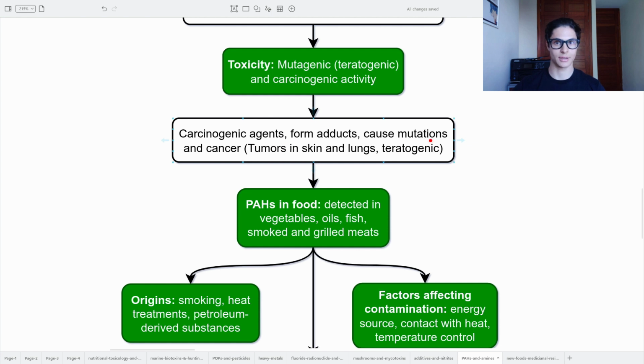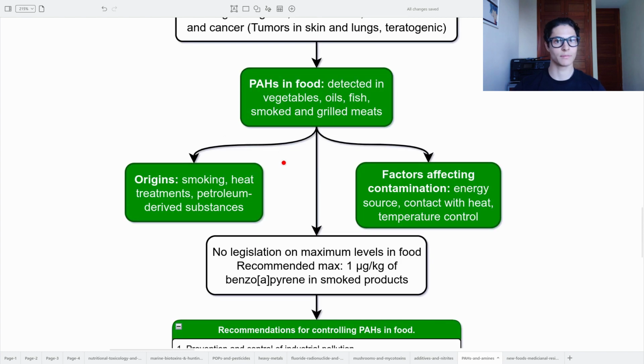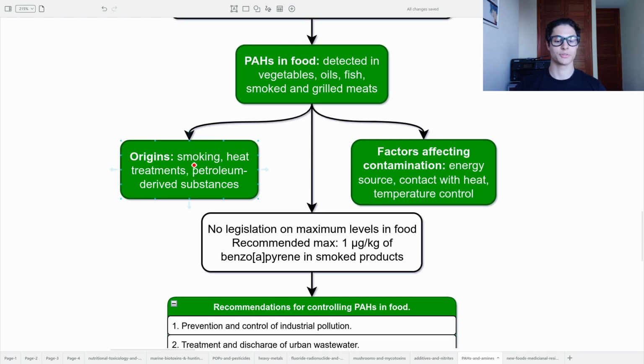The polycyclic aromatic hydrocarbons in food, they are detected in vegetables, in oils, in fish, and especially in smoked and grilled meats. They are the ones with the most quantities. The origins: smoking, heat treatments, and petroleum-derived substances. So anything that has to do with heating up and burning things. Factors affecting the contamination are the energy source, the contact with the heat, and the temperature control. So basically, all things that have to do with cooking.